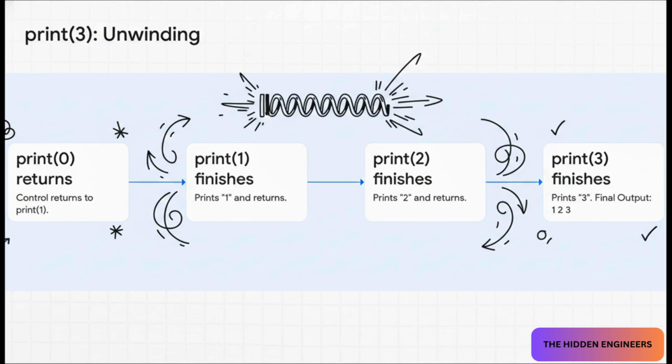So print0 was the last one in, so it's the first one to finish and get popped off the stack. Now, control goes back to print1. It's finally free to do its work, which is to print 1. Then, it's done. Pop. Control goes to print2. It prints 2. Pop. Finally, we're back to the original call, print3. It prints 3, and we're all done. The final output on the screen, 1, 2, 3.